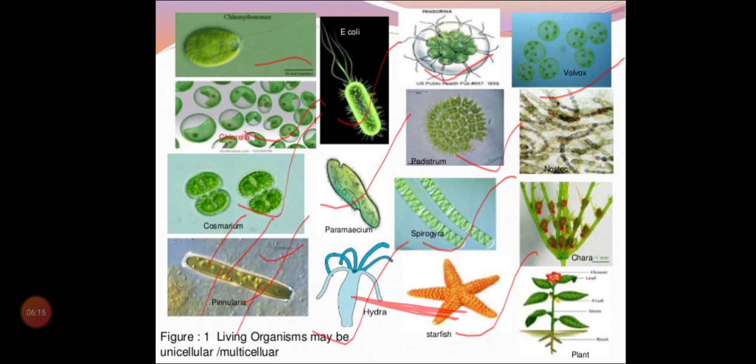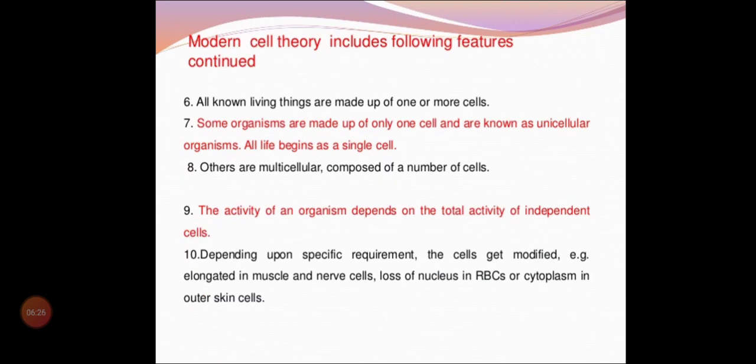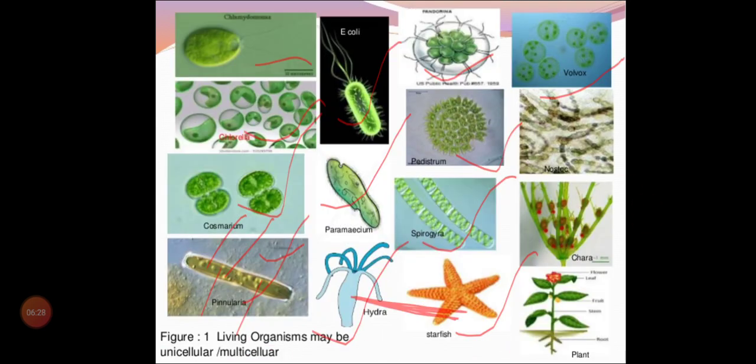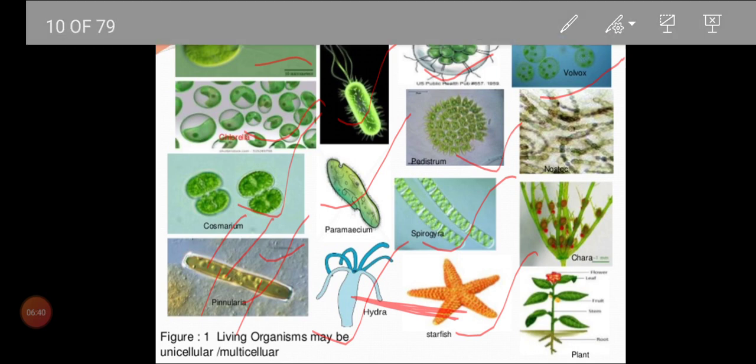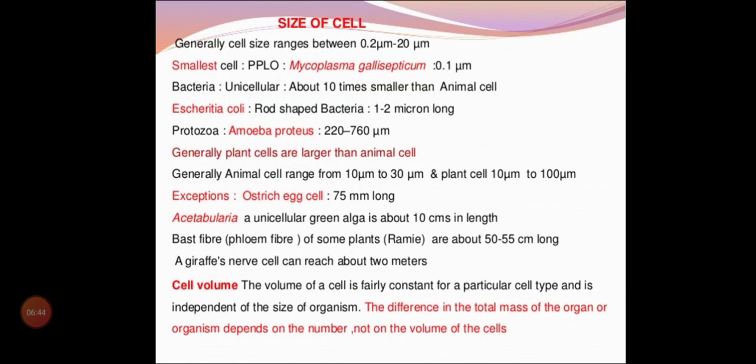Next is Chara. Chara is again a brown algae. Okay, brown algae, and it is a multicellular algae. It is not a single cellular algae. This is a multicellular algae. And come to a plant, this is multicellular only, a multicellular plant only. So here you want to remember, we can say unicellular and multicellular. That is regarding number of cells.